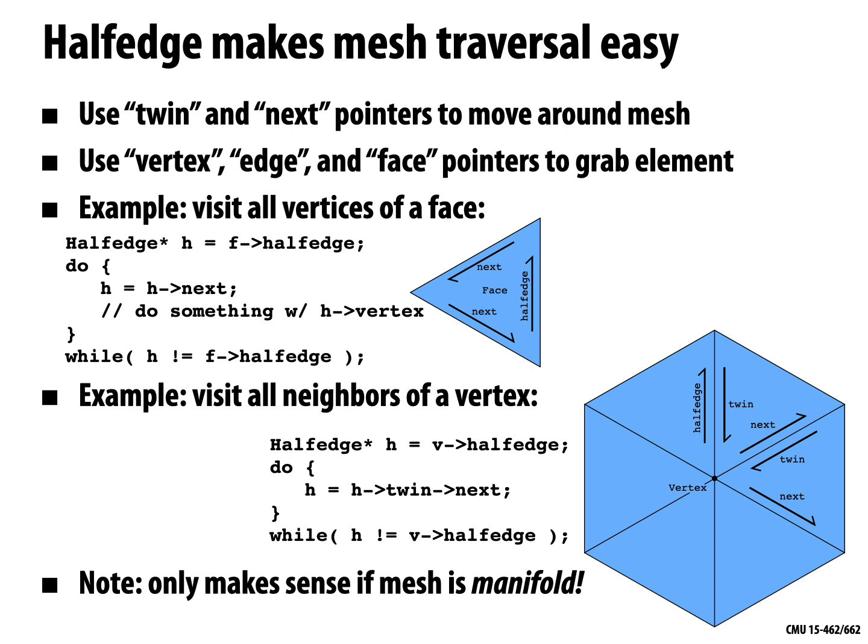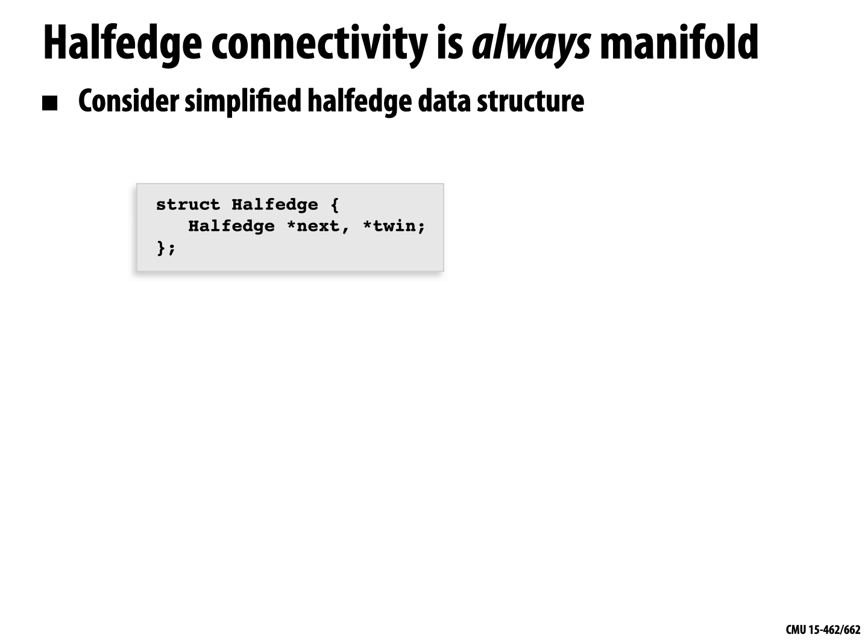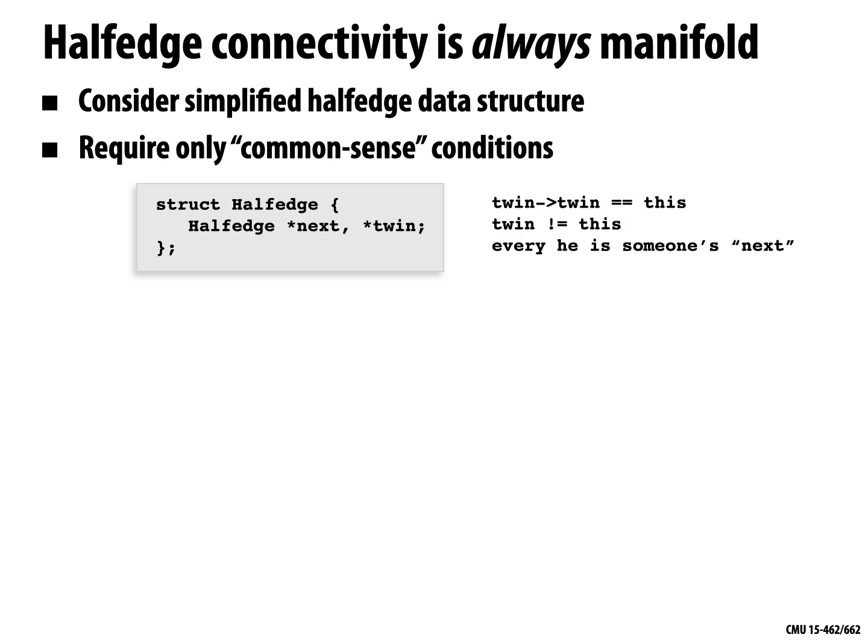Another way of looking at this is to say, not that we have to have a manifold mesh in order to work with the half-edge data structure, but the other way around. If I have valid half-edge connectivity, then it will always describe a manifold polygon mesh. To make this clear, let's consider a simplified version of the half-edge data structure where I only store half edges. I only have half edges, and each half edge only knows about the next half edge and the twin half edge. And I'm going to say that any collection of half edges is valid as long as it satisfies some very common sense conditions.